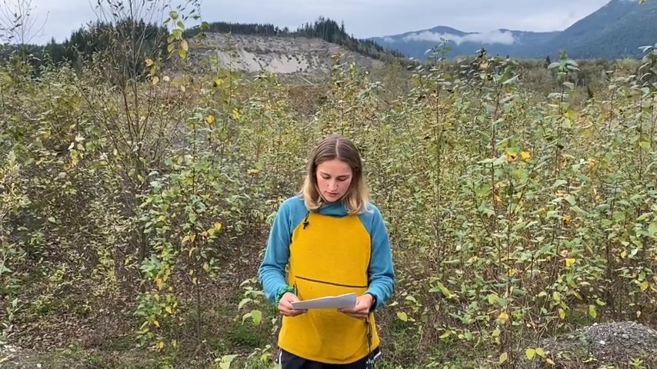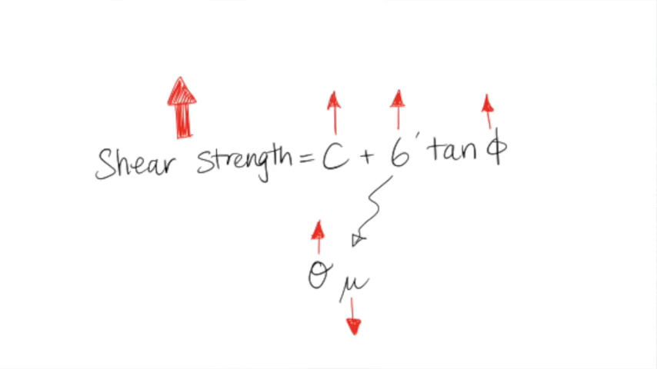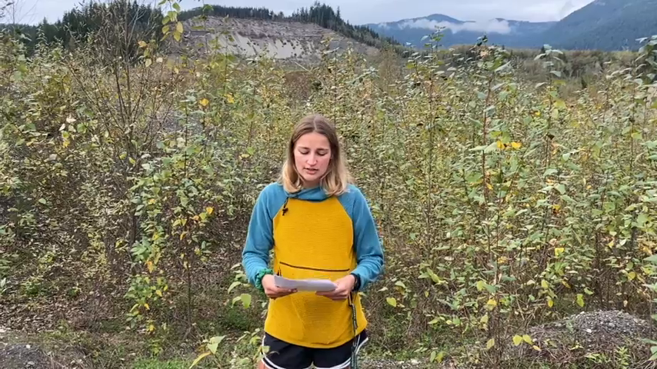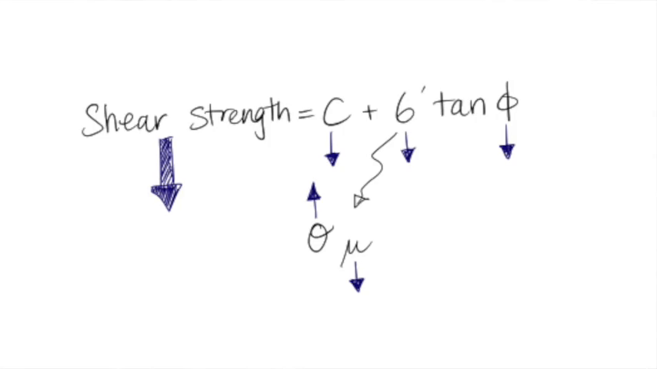The equation, known as the Coulomb equation, suggests as follows. An increase in effective normal stress, implying a decrease in pore fluid pressure and decrease in slope angle, as well as an increase in cohesion and an increase in the internal friction, will lead to an overall increase in shear strength. On the other hand, shear strength decreases when effective normal stress decreases, caused by an increase in pore fluid pressure and slope angle. Additionally, this may be caused by a decrease in cohesion and angle of internal friction.